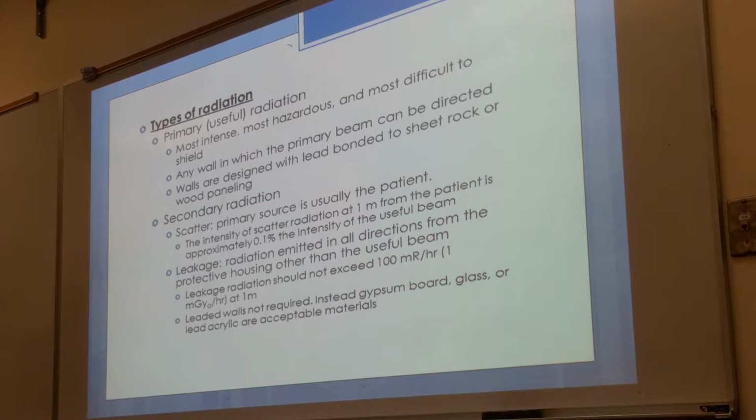Leakage radiation emitted in all directions from the protective housing other than the useful beam cannot exceed 100 milliroentgens per hour at a distance of 1 meter. That's the definition of leakage radiation. Leaded walls are not required, but instead gypsum board, glass, or lead acrylic are acceptable materials. It's cheaper. Okay?